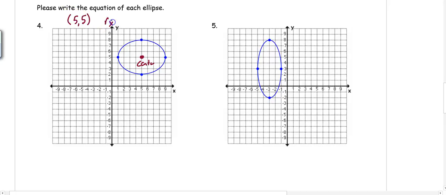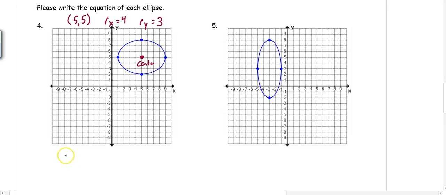Then I'm going to look at the x radius. So how far from the center to a point left or right? 1, 2, 3, 4. So I went 4 to the right. So my x radius is 4. My y radius is how much I go up or down from the center. So I'm going to count one direction, up 1, 2, 3. So my y radius is 3.